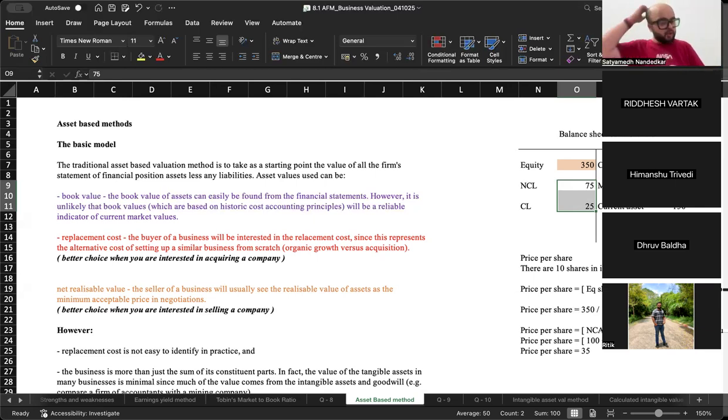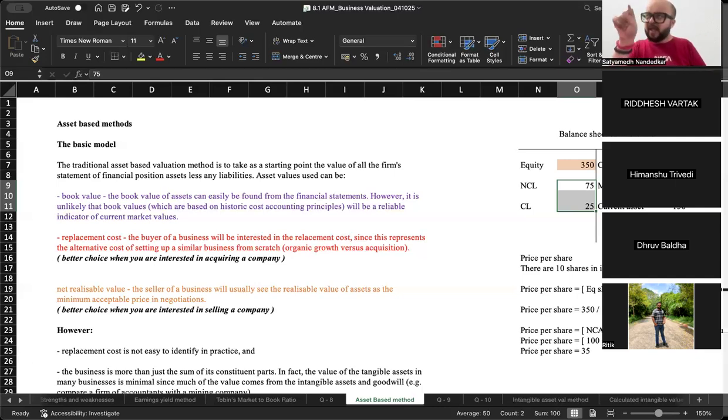Second approach is when you are using the replacement cost method. The buyer of a business will be interested in the replacement cost, since this represents the alternative cost of setting up a similar business from scratch. So you can use this method, you can use the replacement cost when you are trying to acquire a business. कि अगर आज मैं नया बिजनेस शुरू करने जाऊंगा तो हाउ मच विल अ कंप्यूटर बी फॉर, हाउ मच विल अ मशीन बी फॉर, हाउ मच विल करंट असेट्स बी फॉर. हियर आई यूज द रिप्लेसमेंट वैल्यू ऑफ ऑल द आइटम्स. And if I'm trying to sell off the business, then I should use the net realizable value of items.